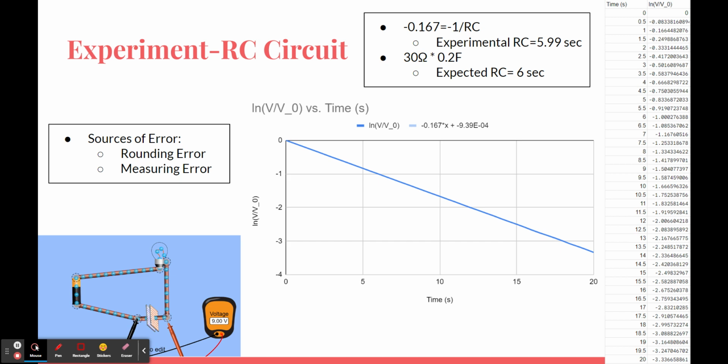The expected RC is going to be 6 seconds. That's calculated by the ohms times 0.2. The possible sources of error could be rounding or measuring, or just some external forces that could have caused anything.